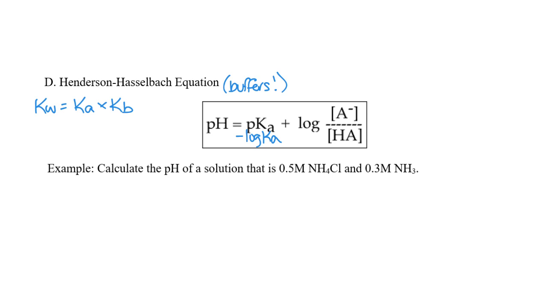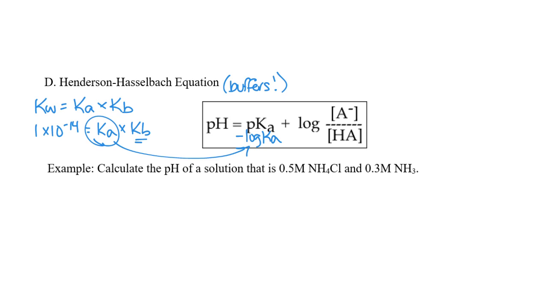Kw is 1 times 10 to the negative 14. And then Ka times Kb. So if I'm given my Kb value, I'm going to have to plug that in and solve for Ka so that I can plug it in over here. It has to be Ka every single time. If you are using this equation, it has to be Ka, no matter if your buffer is considered to be acidic or basic. You have to plug in Ka. So we'll do that here in just a second.